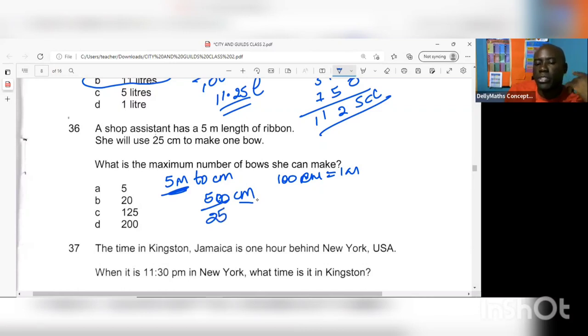You can see 25 into 50 is 2, 25 into 0, 0. So it's going to be 20 bows that we're going to be using.